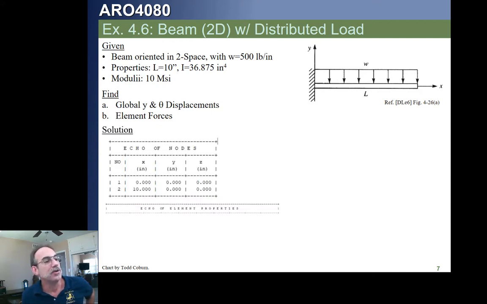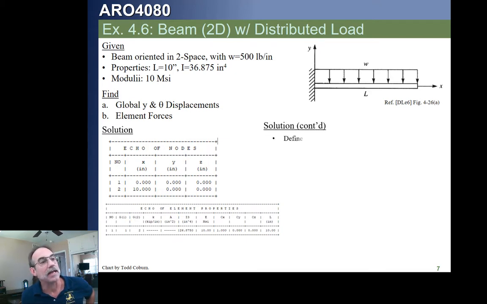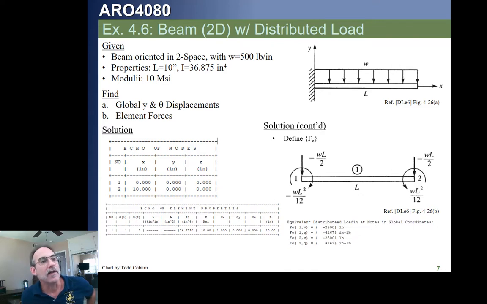This is an echo of our two nodes for our beam, and this is an echo of our beam properties. We now can go and calculate the FO for that. As you'll notice, this distributed load, we're pretending that is fixed when we come up with our effective loads. You'll notice that loading there is going to have a downward WL/2 shear at both ends, and it will have a moment WL squared over 12. You'll notice one of them, using right-hand rule, is negative moment, and at the right end is a positive moment. That gives us this FO for our beam at nodes 1 and 2.